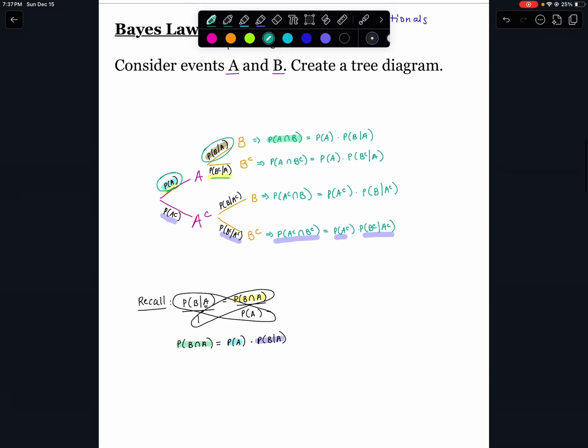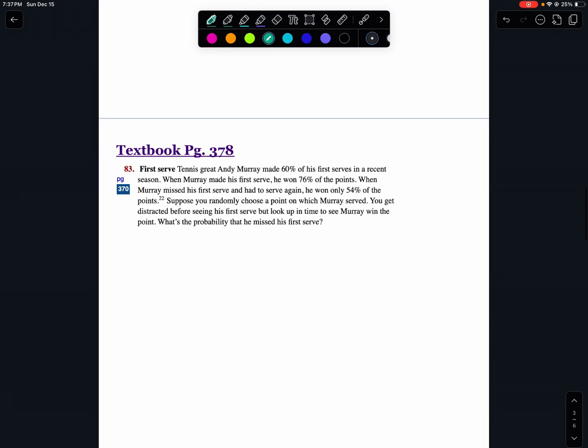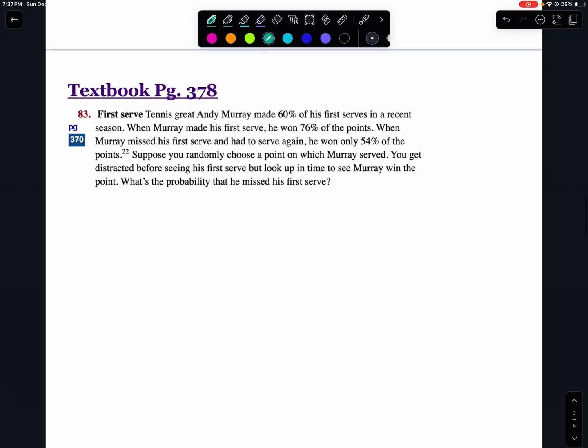All right, so let's see it being put into action. I'm going to do two examples with you. The first one's over on page 378, number 83, and it says first serve. So we have tennis great Andy Murray made 60% of his first serves in a recent season. All right, so I already know that anytime they give me a percent, that's going to be something to pay attention to. So he made 60% of his first serves in a recent season. When Murray made his first serve, he won 76% of the points.